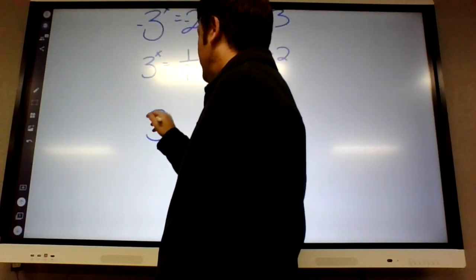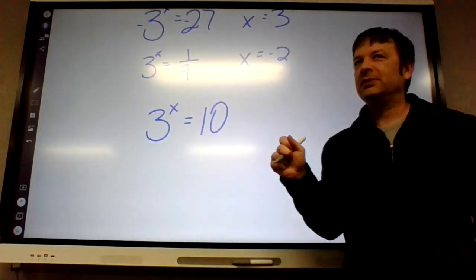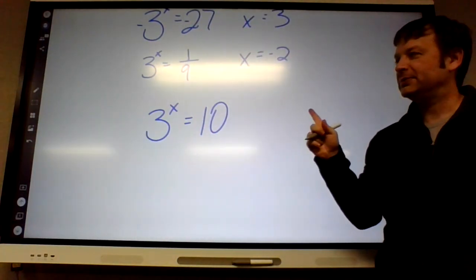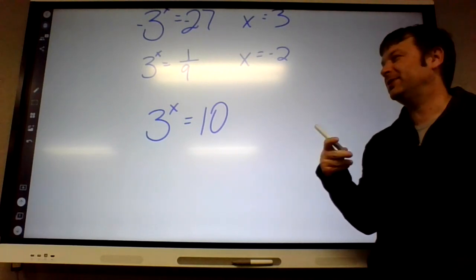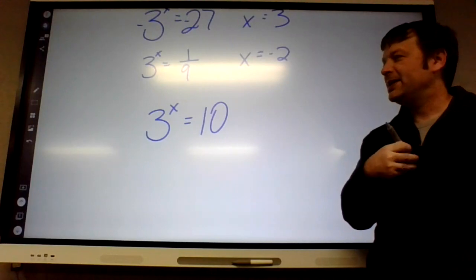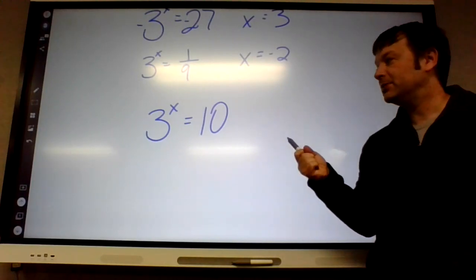So the new thing is more like this. 3 to the x equals 10. How would I solve that? Well, there is no square root, no cube root, nothing. But there is a button on the calculator that can help us out here.